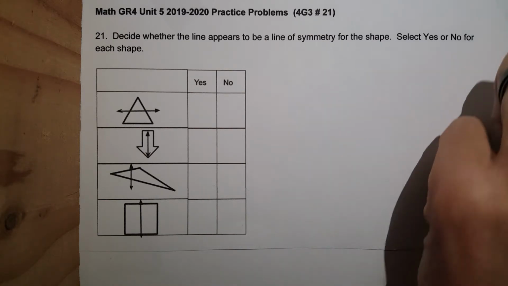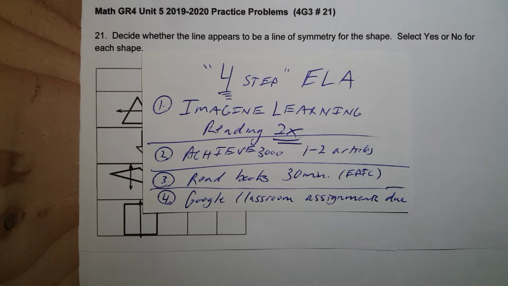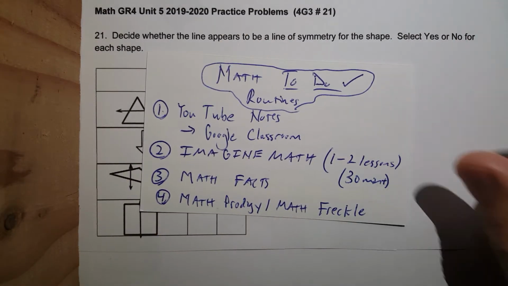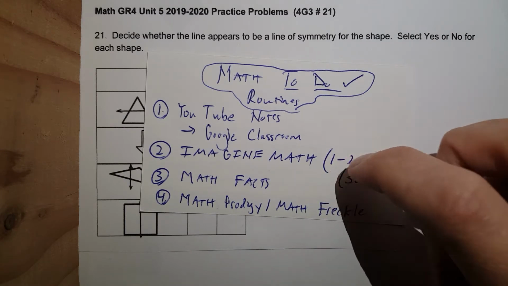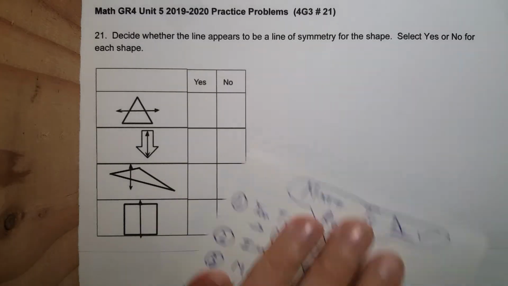All right. So quick review. As usual, get on Imagine Learning reading twice. Read articles on Achieve, read books, and then go to the Google Classroom. For Imagine Math, you do the notes, then you go into Imagine Math and do 1 to 2 lessons.